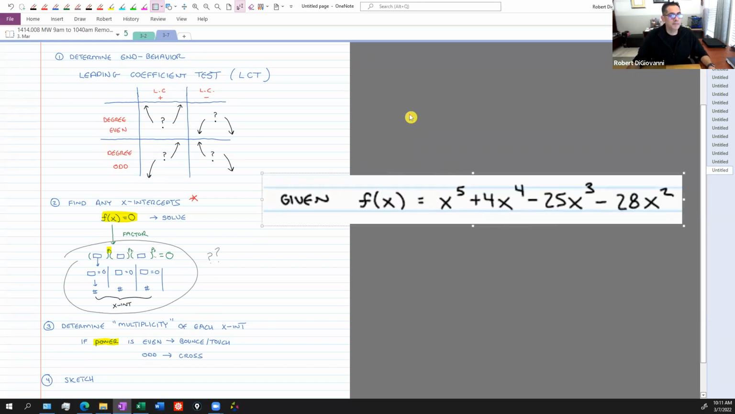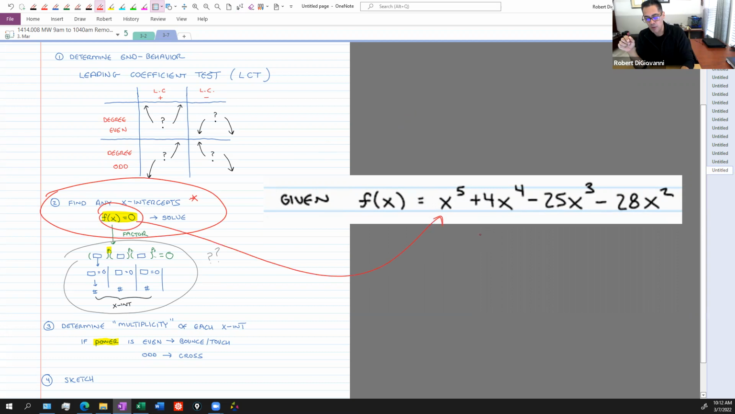You know, see that? Sketch. I want you to sketch this function using the methods that we just went through. A quick hint for your step where you're finding the x-intercepts and setting it equal to 0: before you start doing your synthetic division, pull a GCF, greatest common factor. All of these have something in common, don't they? Pull that out before you start your synthetic division.